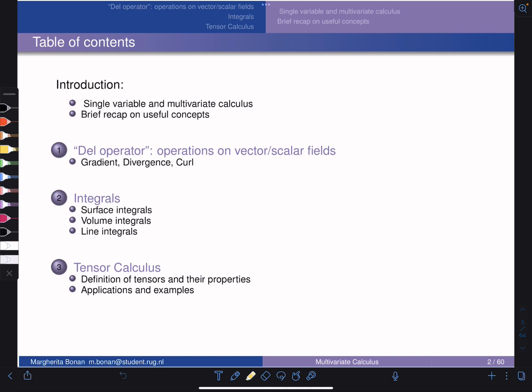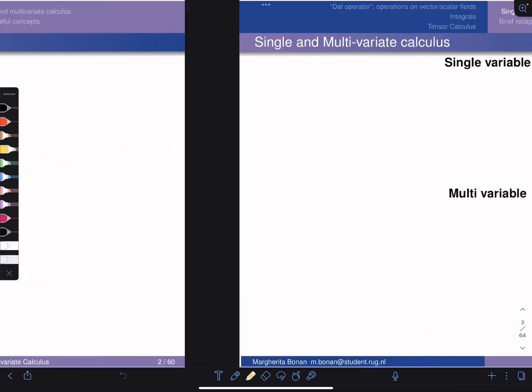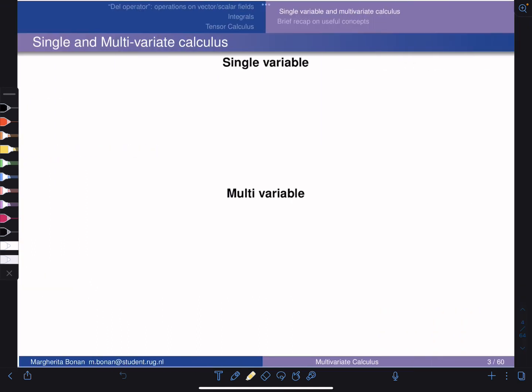Then we will see the del operator and the operations on vector and scalar fields, such as gradient, divergence, and curl. We know that in single variable calculus, we analyze functions that go from R to R and that can be plotted in this way.